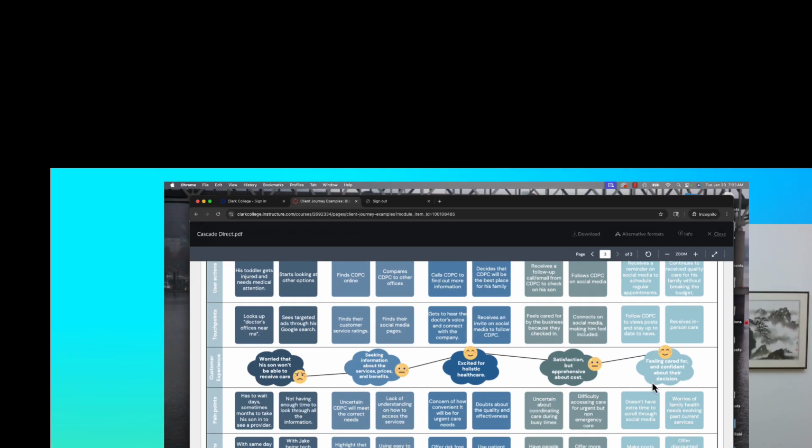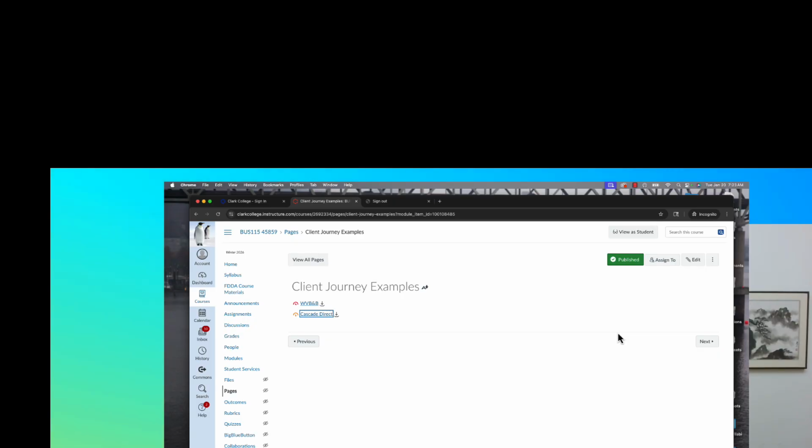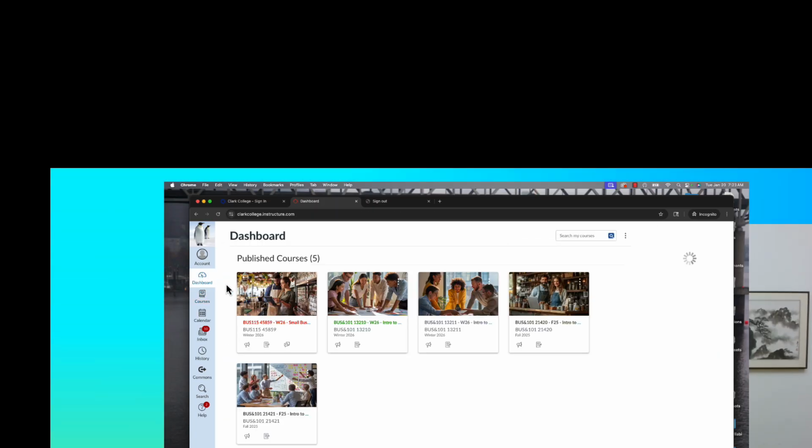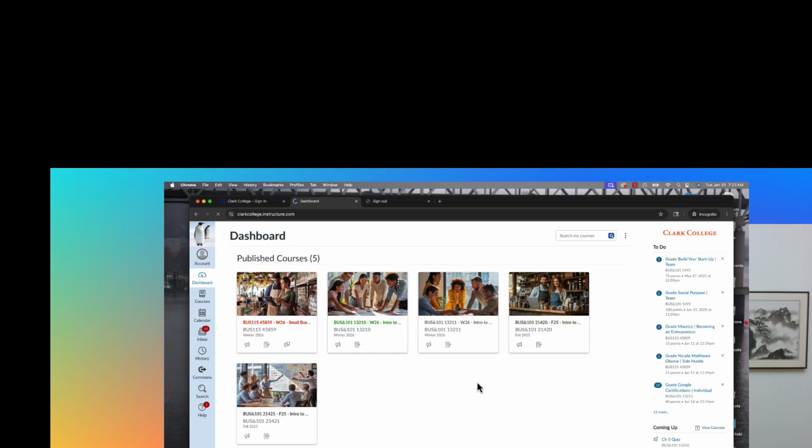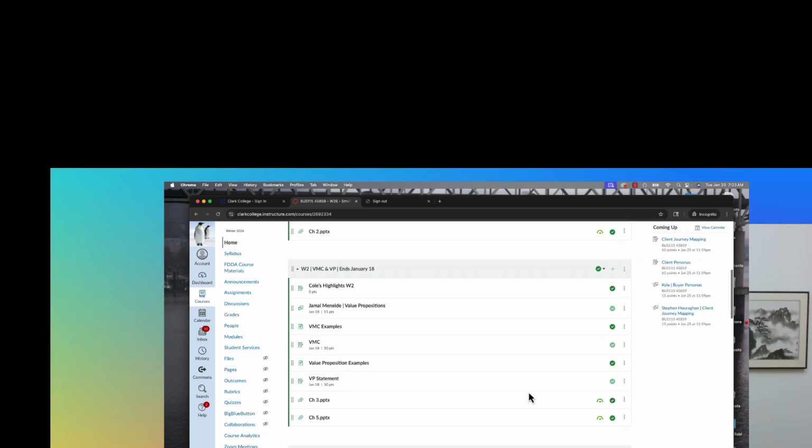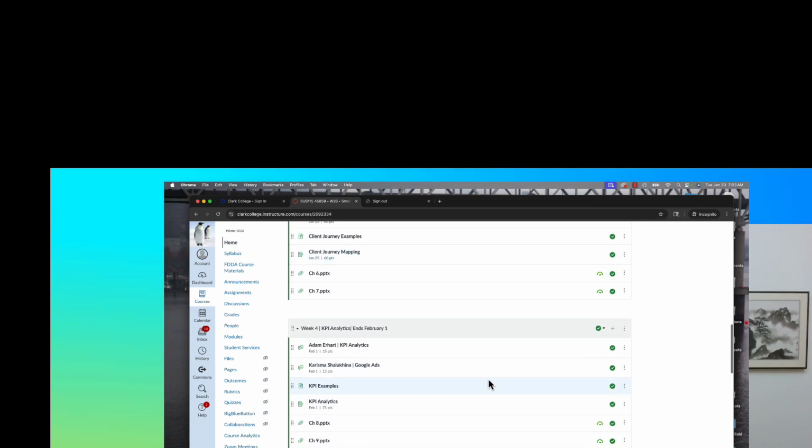So I hope that makes sense. And if you have questions, please reach out. For many of you, this is the first time you've ever done a client avatar and a map. It'll take a bit of work. So hang in there. This will really give you more foundational understanding of your business. And then we get into week 4, we start talking about KPIs. Don't worry about KPIs yet, but that'll be week 4.